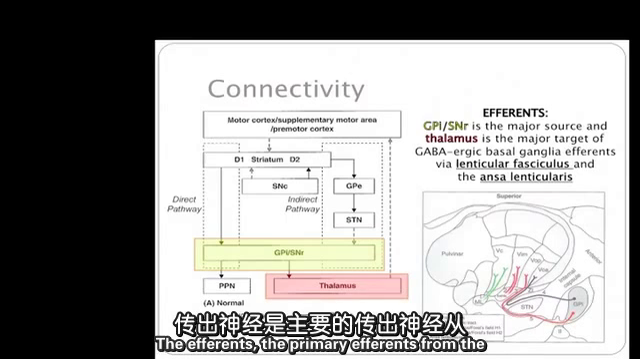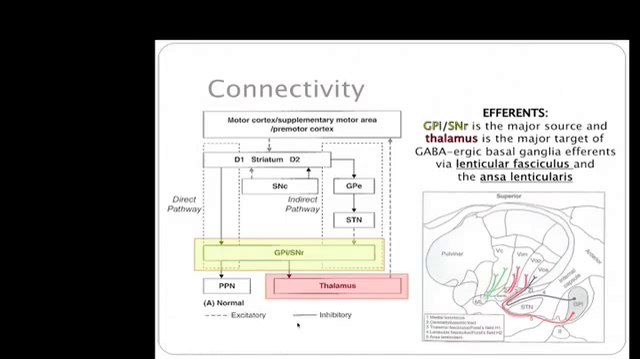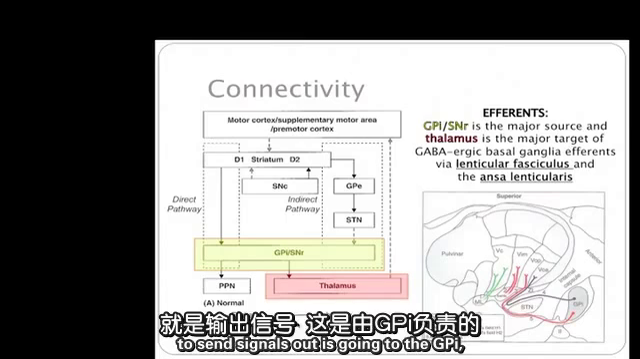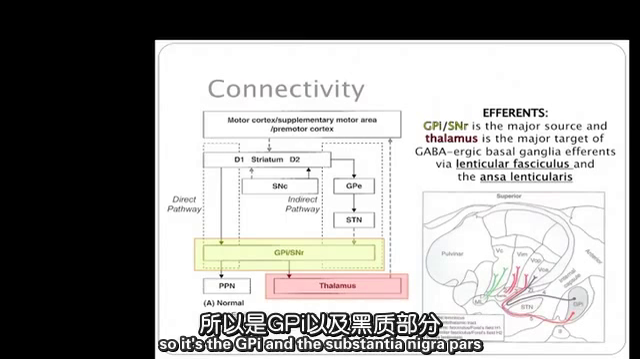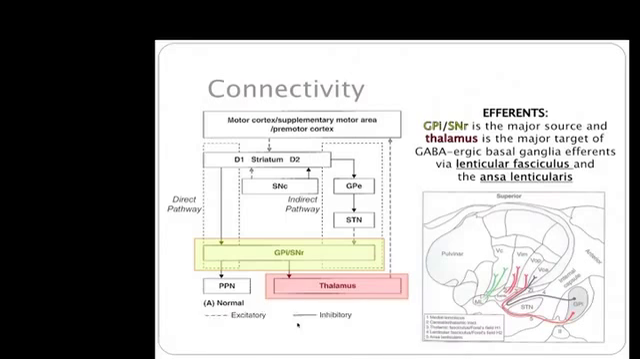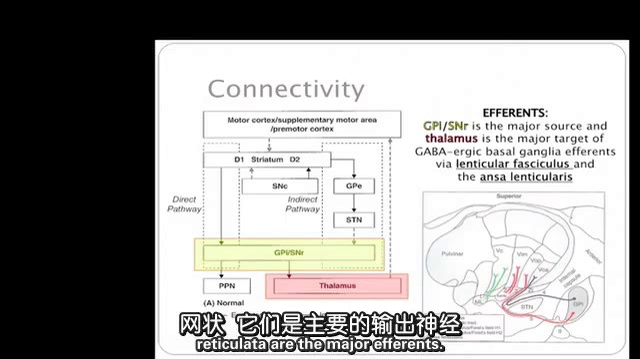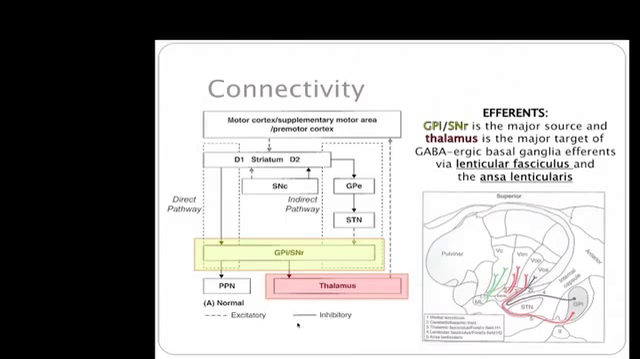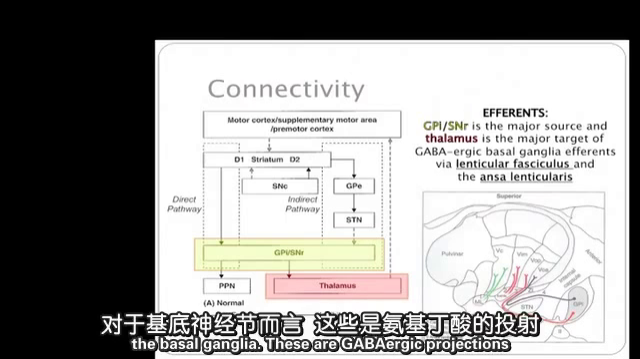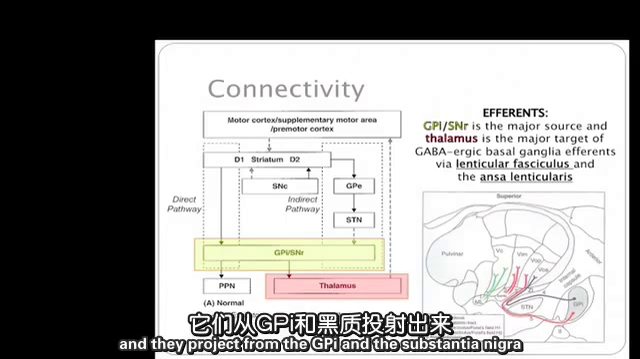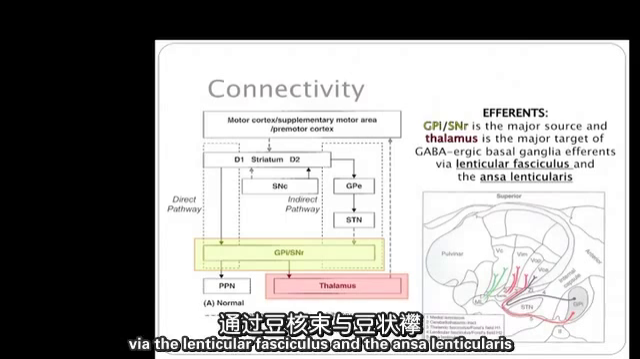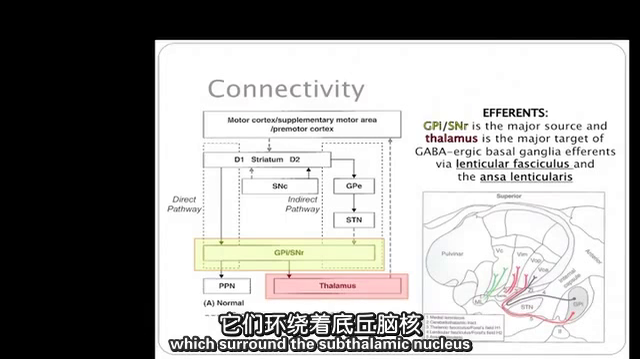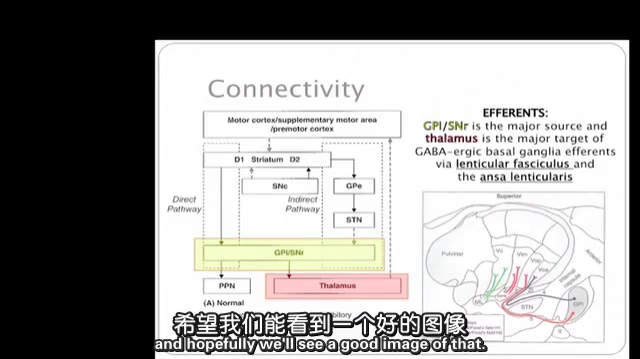The efferents, the primary efferents from the basal ganglia, so the last aspect of the basal ganglia to send signals out is going to be the GPI. So it's the GPI and the substantia nigra pars reticulata that are the major efferents, and they send their efferents to the thalamus, which remember is not officially part of the basal ganglia. These are GABAergic projections, and they project from the GPI and the substantia nigra via the lenticular fasciculus and the ansa lenticularis, which surround the subthalamic nucleus, and hopefully we'll see a good image of that.